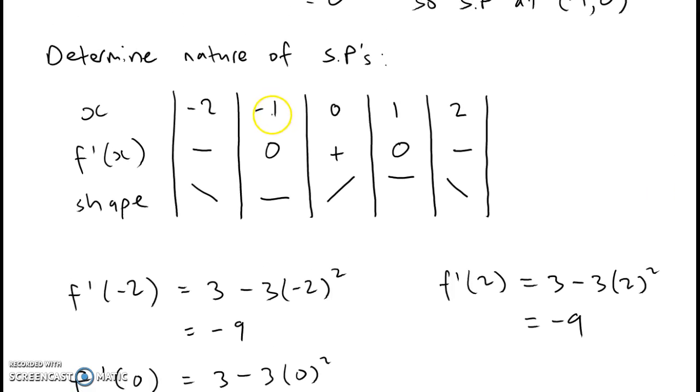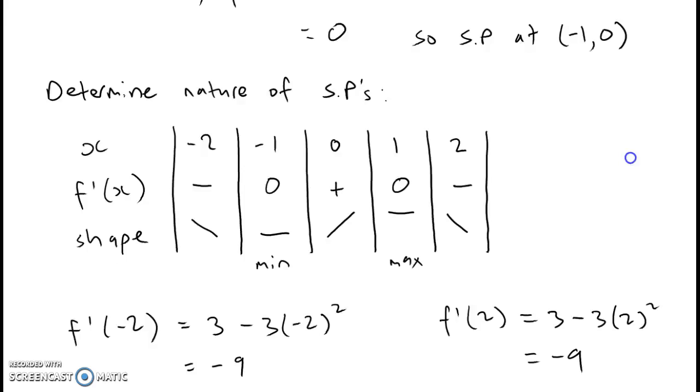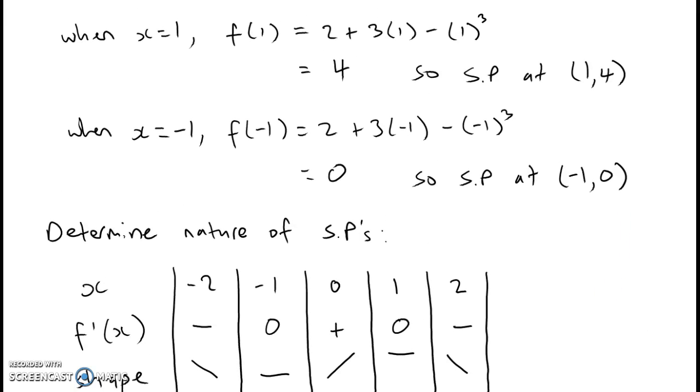We can see that the one at x equals -1 is a minimum by the fact that it's decreasing prior to and then increasing after. And we can see that the stationary point at x equals 1 is a maximum by the fact that the gradient's increasing leading up to it, and then afterwards it's decreasing. So that's minimum, maximum. And then let's go back up to here and just make a note that this point here, 1, 4, was the maximum turning point, and this point here is the minimum turning point.